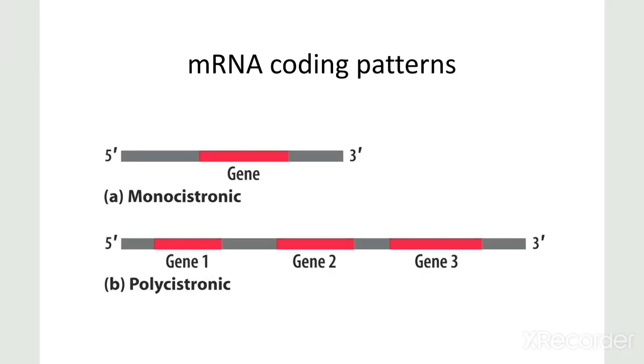So here you see the messenger RNA coding patterns. In case of monocistronic, there is a single cistron unit in the RNA that encodes one polypeptide chain having one gene only. While in case of polycistronic, there are multiple polypeptide units encoding different genes.